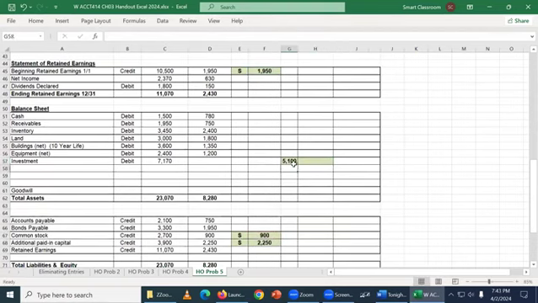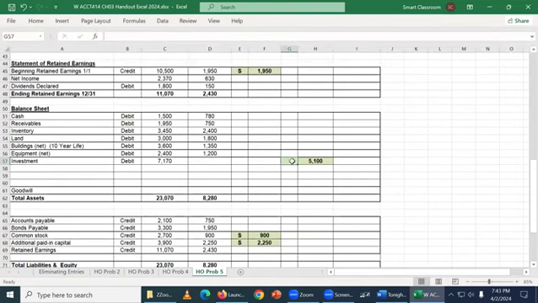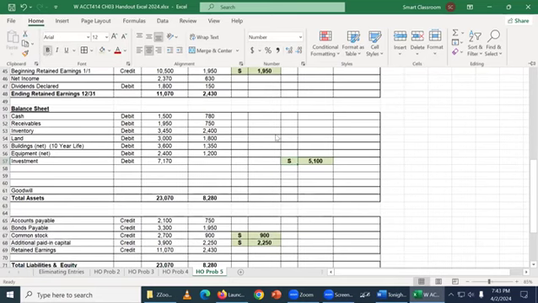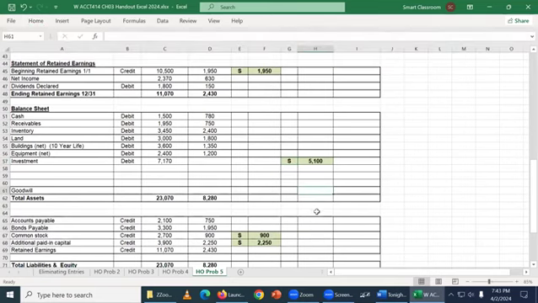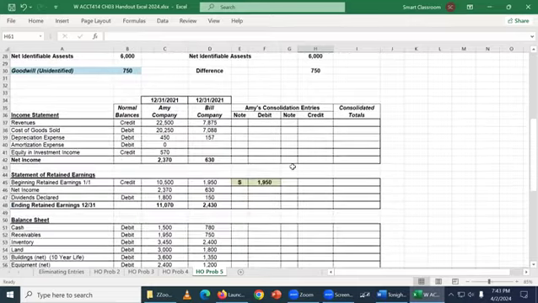Let's try that again. All right. So that would be two. Okay. Assets. 300, 600, and 750.